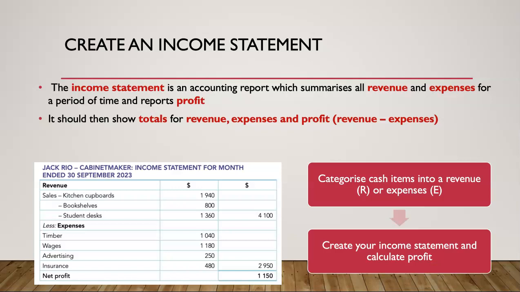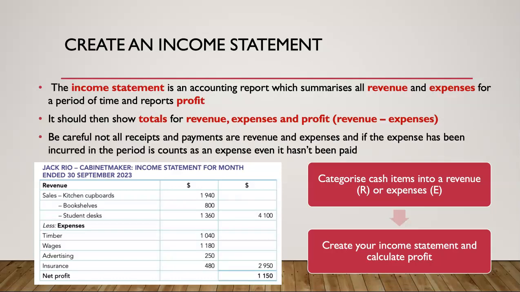How do we work this out? A similar process to the statement of receipts and payments. We will categorize cash items into revenue or expenses and put an R or E next to them, and then you'll create your income statement and calculate profit. But before you move on, be careful, not all receipts and payments are revenue and expenses.